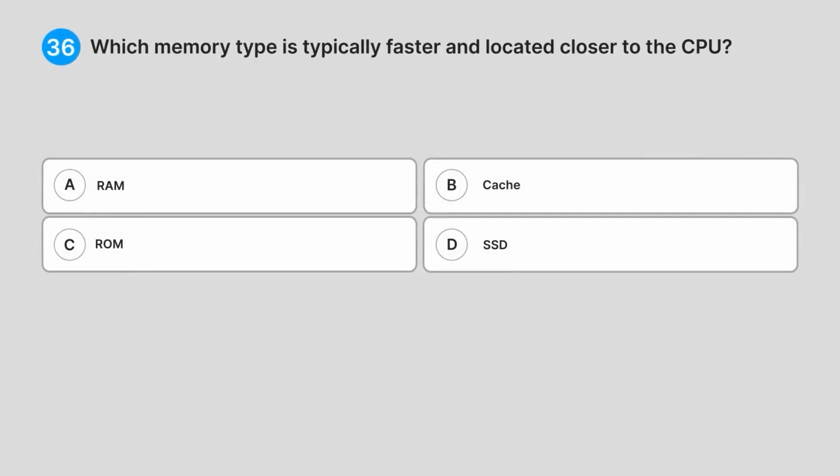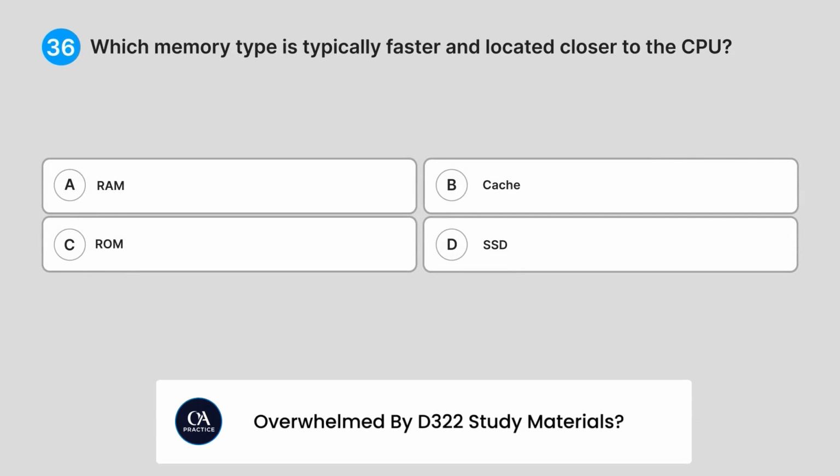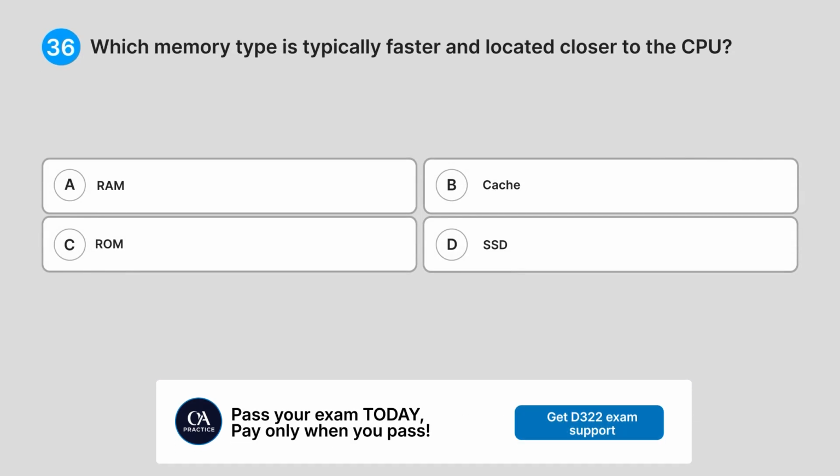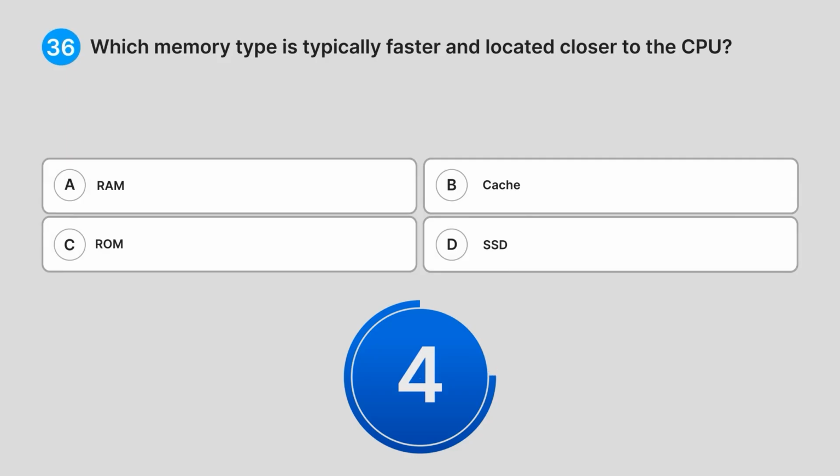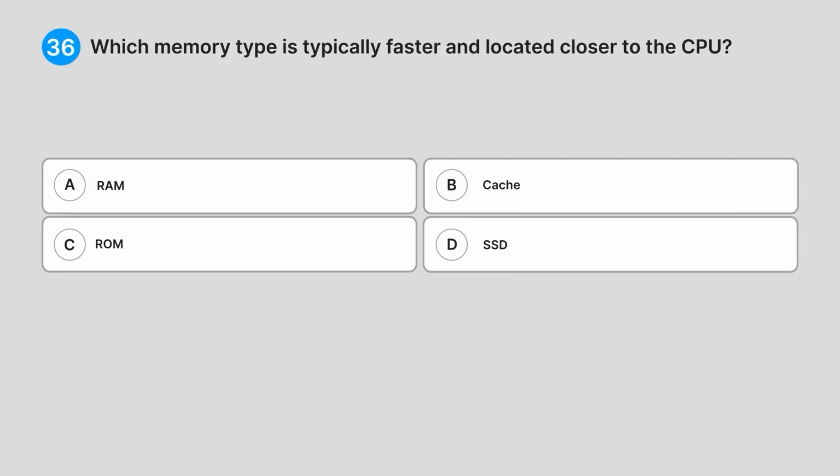36. Which memory type is typically faster and located closer to the CPU? A. RAM. B. Cache. C. ROM. D. SSD. What do you think is the answer? Correct answer, B. Cache.